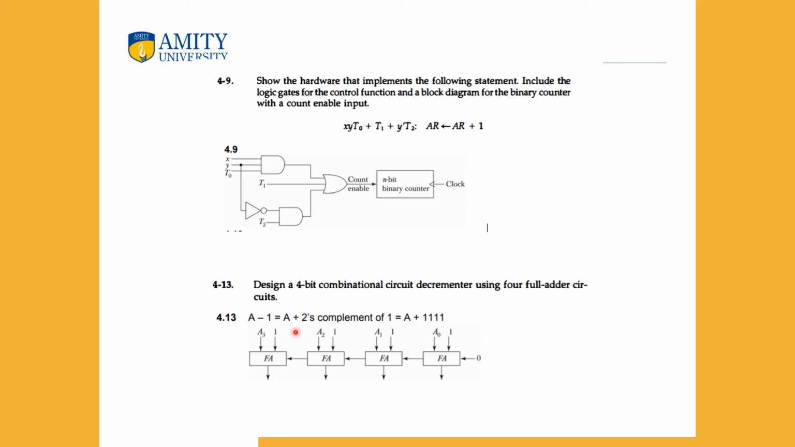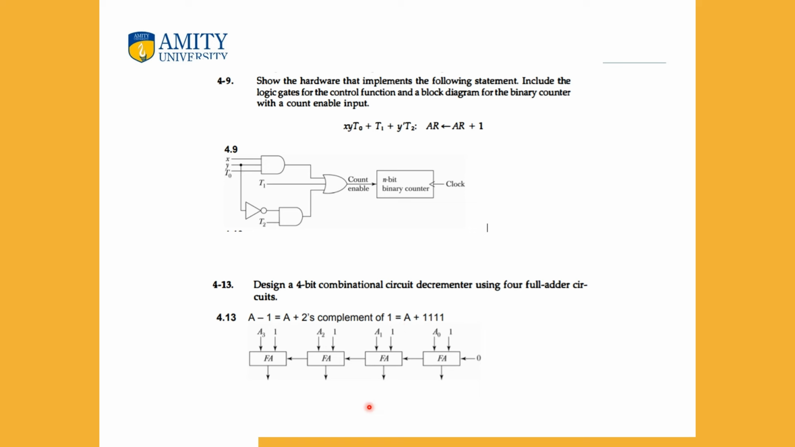So a decrementer is basically a minus 1, which is also the same as a plus 2's complement of 1. 2's complement of 1: 1 is represented by 0 0 0 1, and its 2's complement would be 1 1 1 0, and you add 1 to it, so it will become 1 1 1 1. So A plus 1 1 1 1 will be done by a full adder.